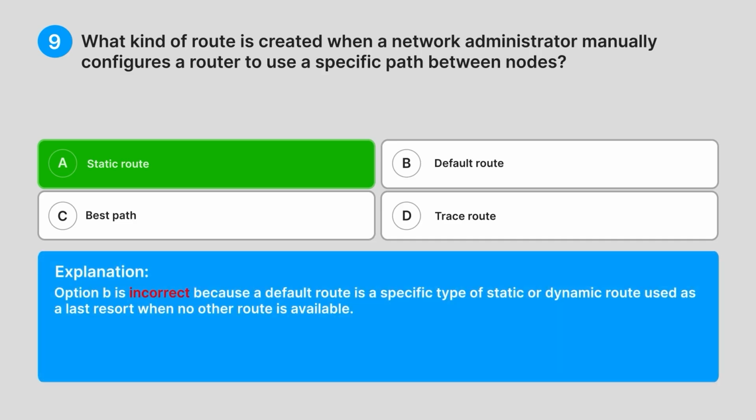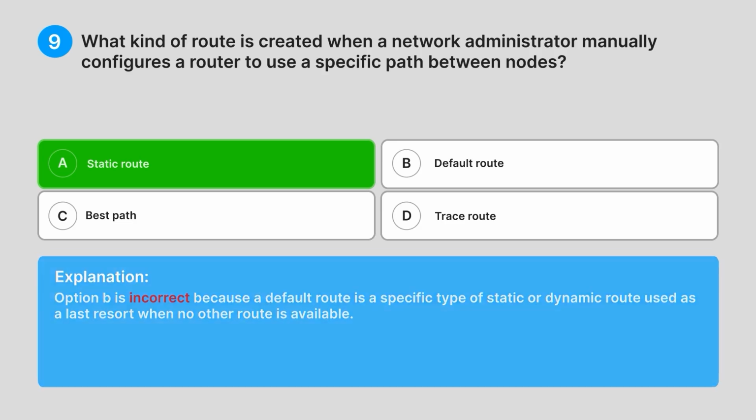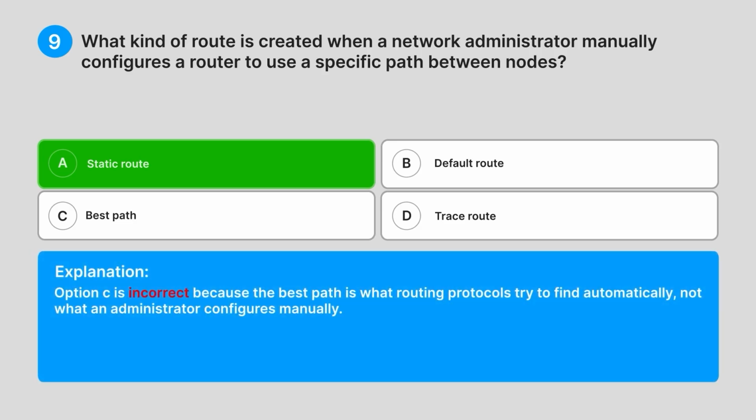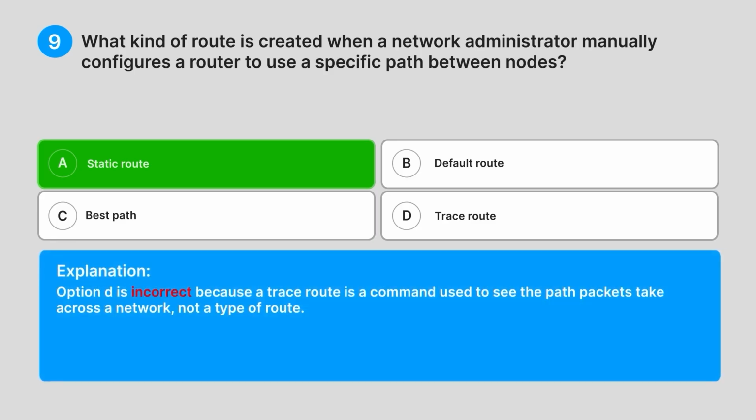Option B is incorrect because a default route is a specific type of static or dynamic route used as a last resort when no other route is available. Option C is incorrect because the best path is what routing protocols try to find automatically, not what an administrator configures manually. Option D is incorrect because a trace route is a command used to see the path packets take across a network, not a type of route.